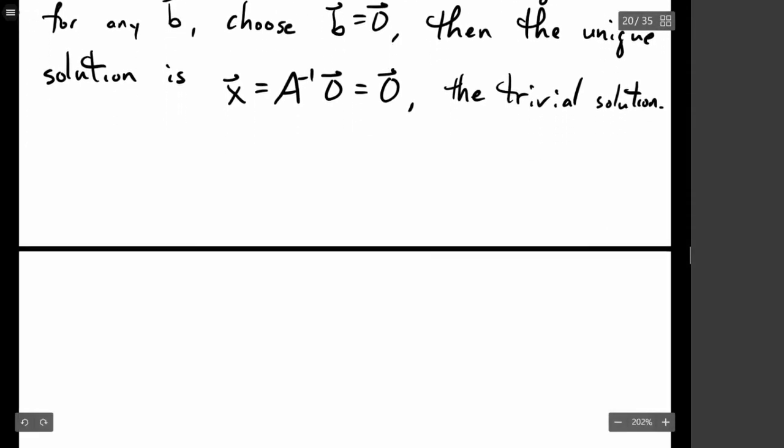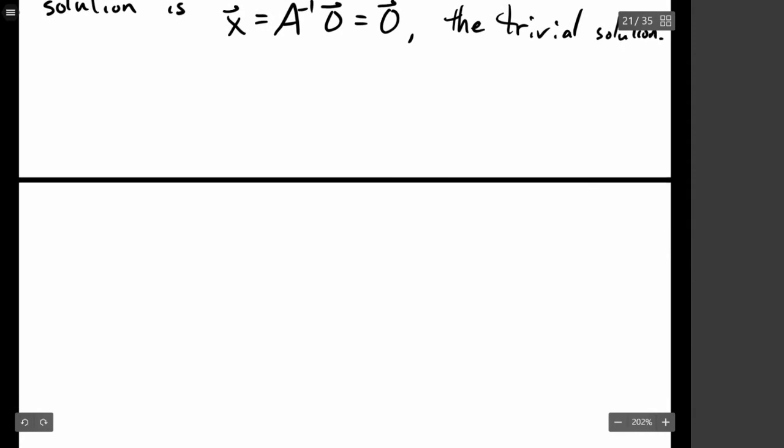Let's look at the third equivalence, which is that 3 implies 4. All right? Now this one, it's actually not that bad to solve. But we have to kind of take a step back and think about how we would solve the system. Okay?